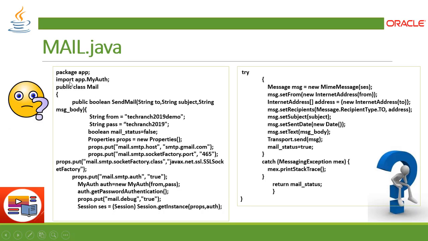Now let's take a look at the mail.java file. This particular class file only works on sending the mail. While sending the mail, you need the to address, from address, username, password, subject and message body. So this is the method we implemented here, sendMail, which has arguments for subject and message body. This is from and pass, the username and password. We are going to authenticate it from myauth. Then there's a boolean variable.